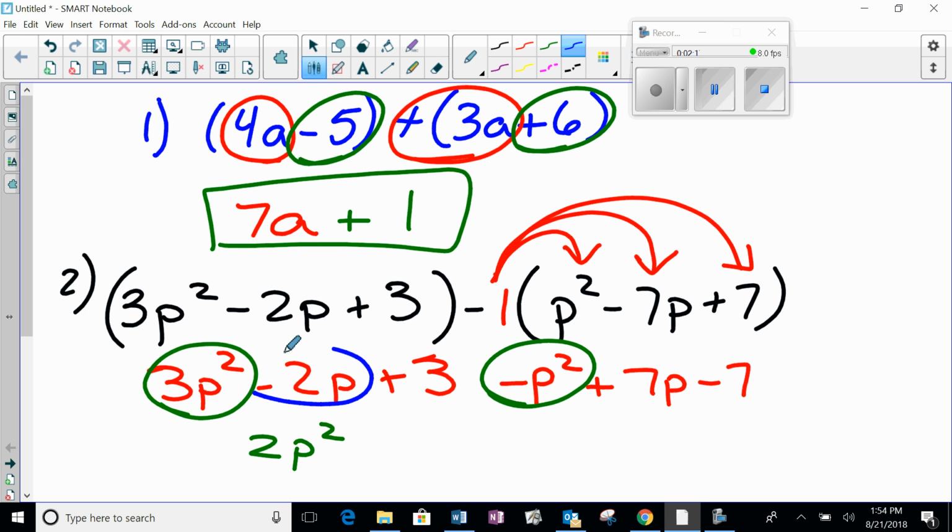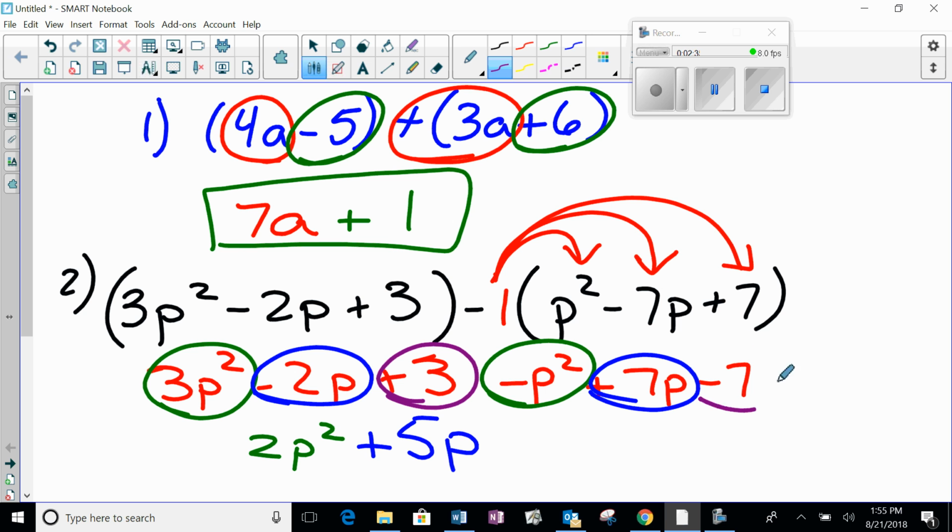Next, I'm going to look for a p. So I have a negative 2p and a positive 7p. Negative 2 plus 7 is going to give me a positive 5p. And then finally, I'm going to look at my constant, 3, and negative 7. So plus 3 minus 7 is going to give us a negative 4. These are not like terms because I have a p squared, a p, and a constant, so you are done.